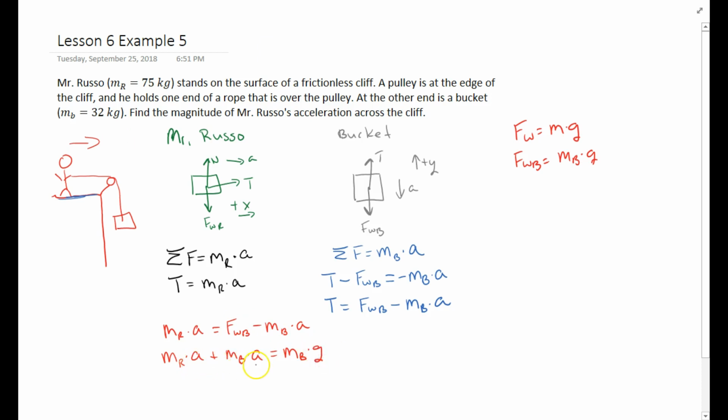All right. So now I have A in both of these terms. I'm going to factor that out. So I have A times the mass of Mr. Russo, let me fix that, my handwriting is awful, mass of Mr. Russo plus the mass of the bucket is equal to the mass of the bucket times gravity. Remember, we're getting A by itself, so we're going to divide this term off to the other side. So my acceleration is equal to the mass of the bucket times gravity divided by the sum of my masses.